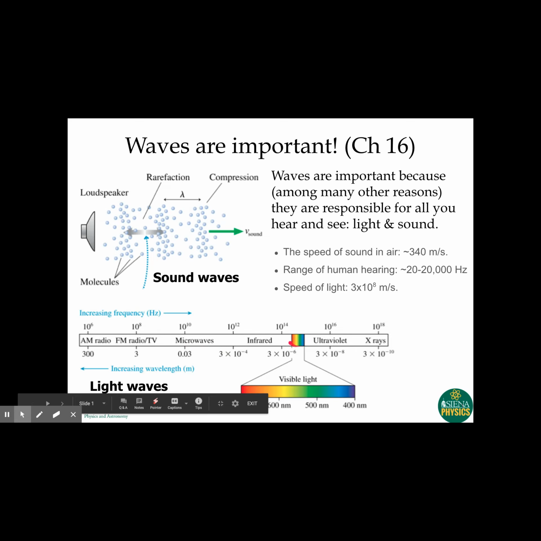You can see increasing frequency on the top and decreasing frequency on the bottom, so they're inversely related. What we can see as light is just a tiny part of the electromagnetic spectrum, where red is a lower frequency and blue is a higher frequency, or you can think of it as blue being a lower wavelength and red a higher wavelength. Note that the speed of sound in air is around 340 meters per second, whereas the speed of light is 3 times 10 to the 8th meters per second. A giant difference, which is why we see lightning before we hear it. The range of human hearing is 20 to 20,000 hertz, so there are lots of frequencies that we don't hear.